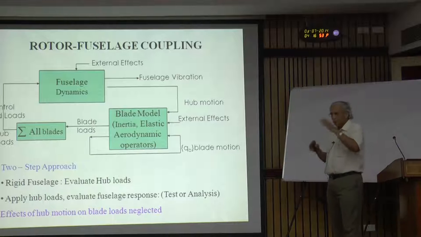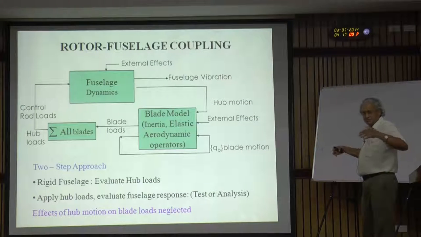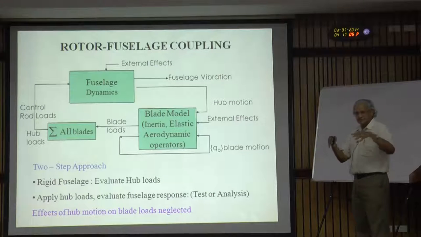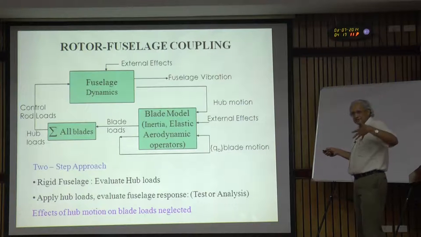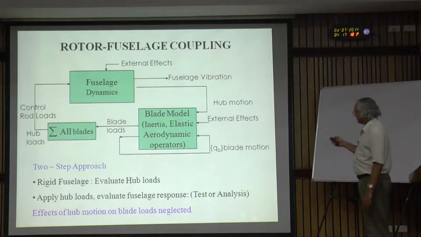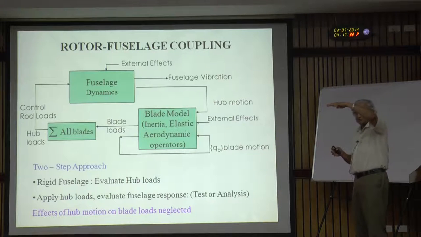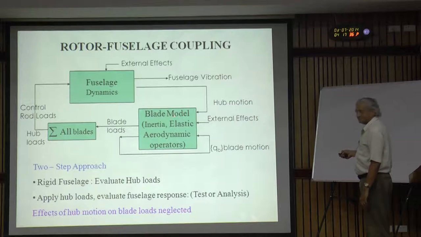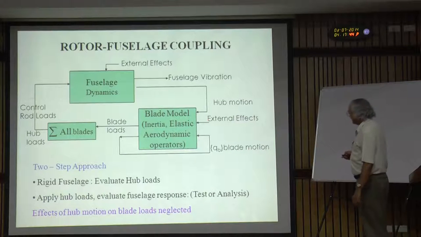Why is it a complex problem? If you look at it here, this is the fuselage dynamics, meaning the fuselage body. What are the excitations that come onto the fuselage? One is the external effects, its own wind, whatever that comes and hits, or any other body, or you fire some missile, any of this, they will have their own effect. In addition, the fuselage motion will go here. This is for the hub, because when the fuselage moves, the hub also moves, that vibrates. So the hub motion will come here. And then the blade has its own aerodynamics. So that will also add here.